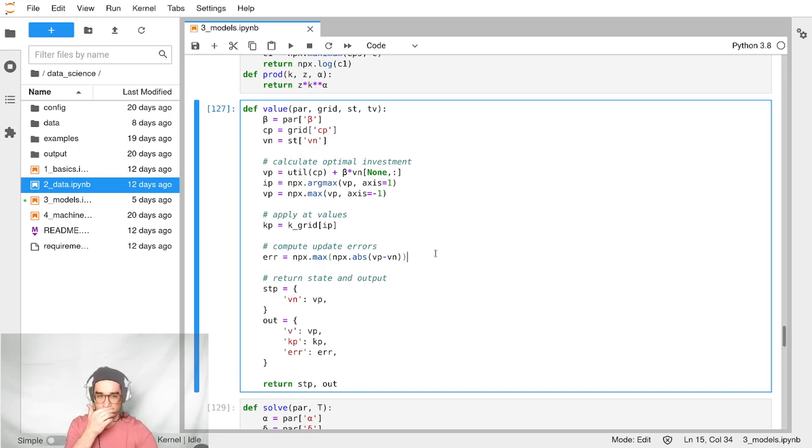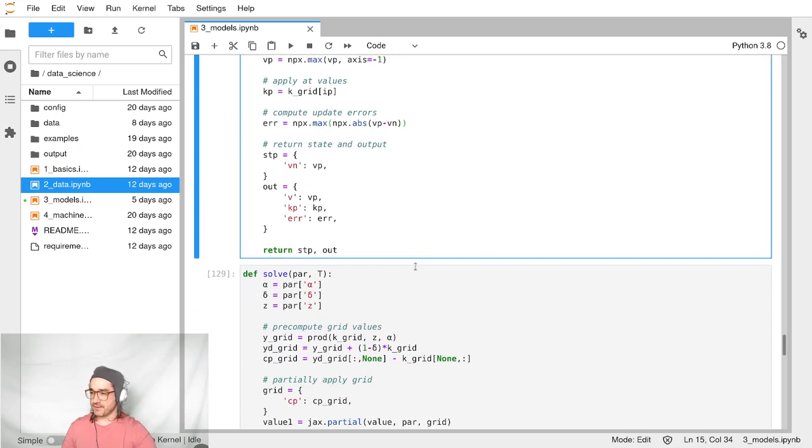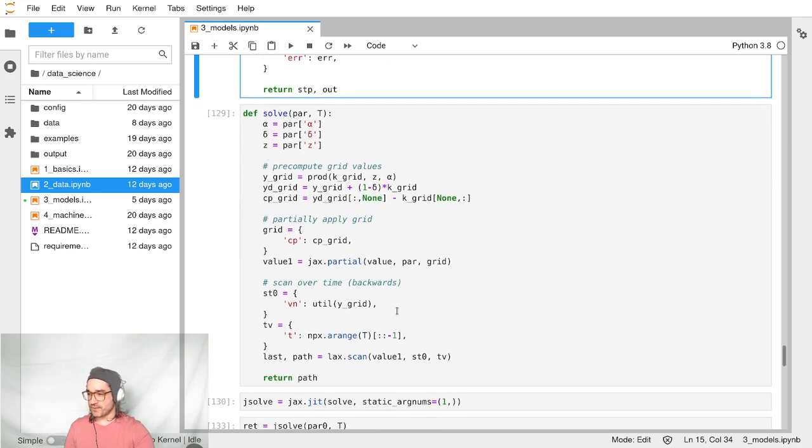Usually people use max absolute error. You could use mean squared, max squared, whatever you want, but that's what people normally do in the value function space. Okay, and then you solve it. You can pre-compute some stuff. I think I went over this mostly.